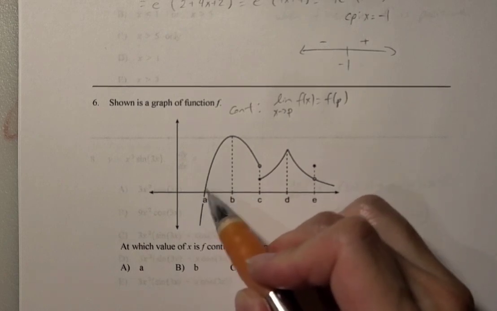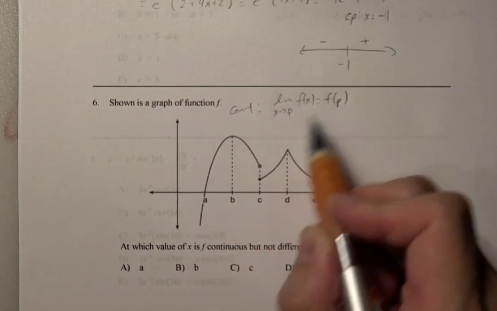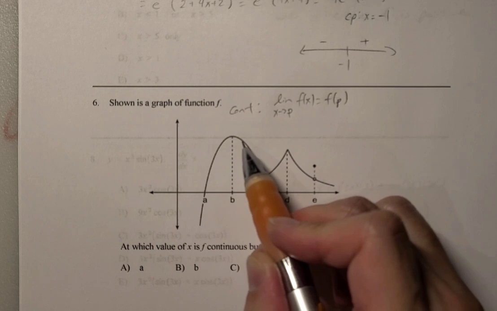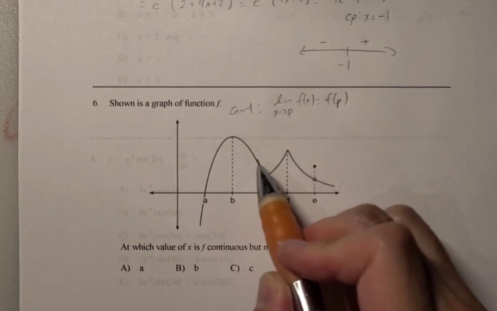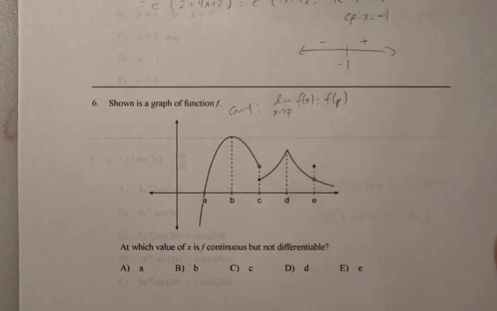That clearly is true here. The limit from the left and the limit from the right are the same. This limit exists and is f(p), right? And the same thing for here. Here, to find this limit, we need to take the limit from the left and the limit from the right. They are not the same. The limit does not exist, so it cannot be continuous.